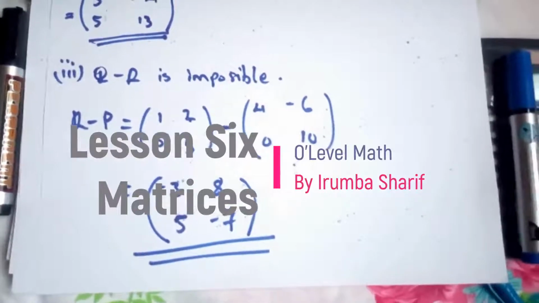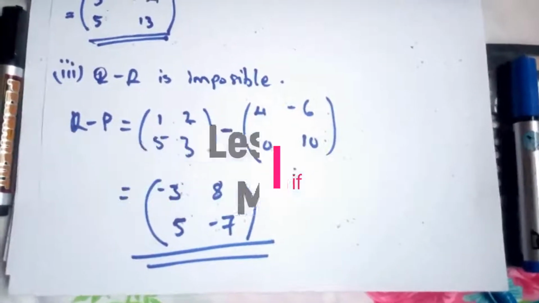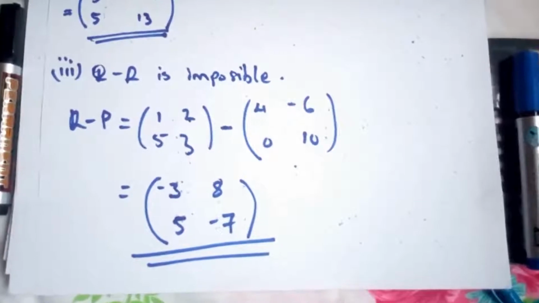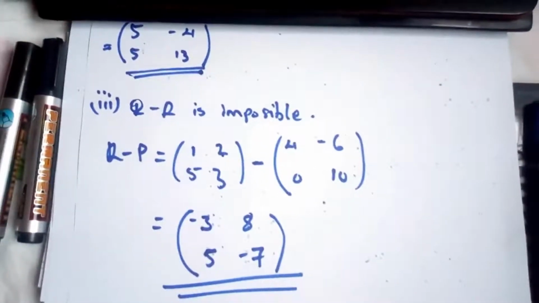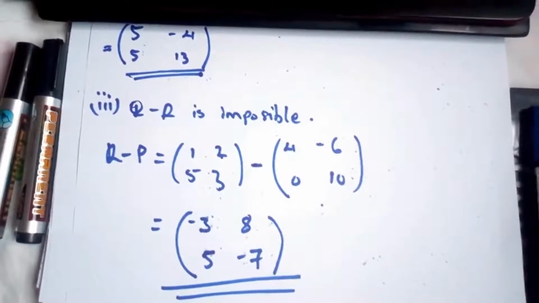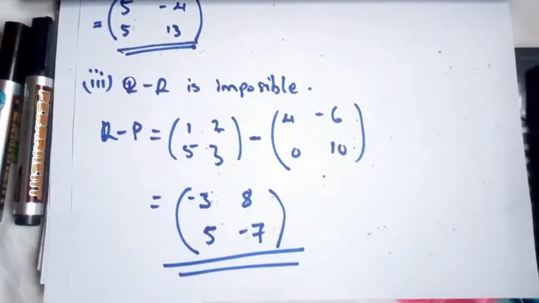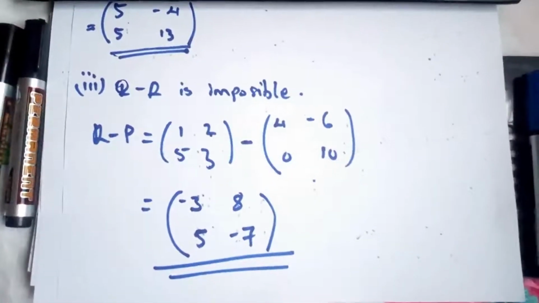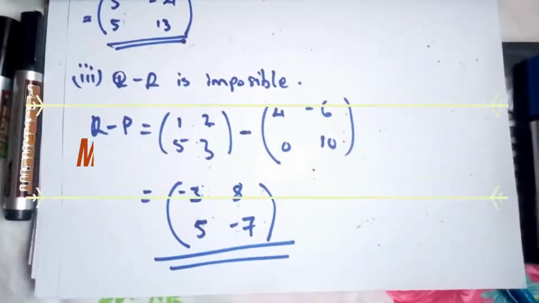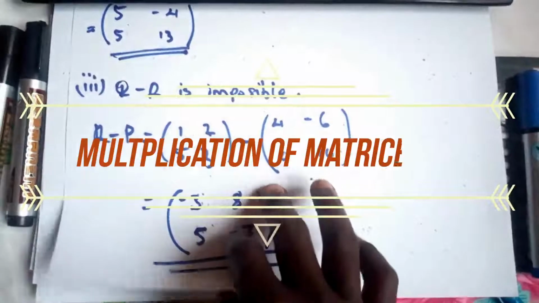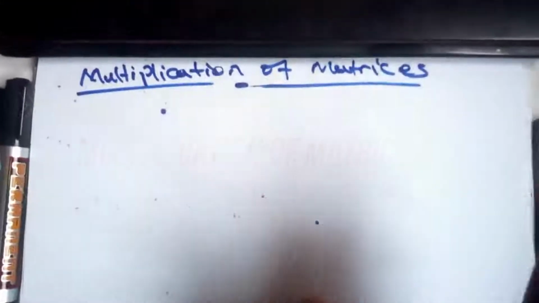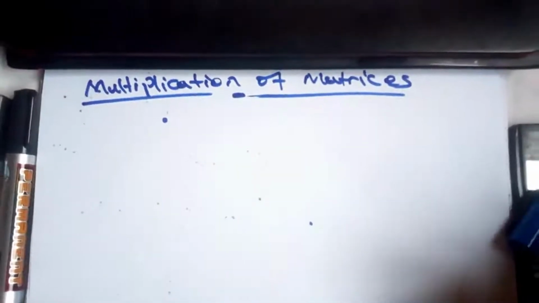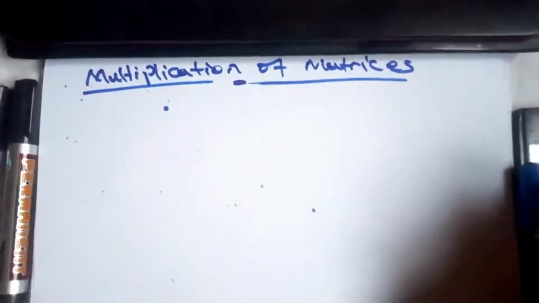The last lesson we looked at the addition and subtraction of matrices, and I hope all of you are able to add and subtract any matrix that you are given, so long as it has the same order. You are able to do that. For this video lesson, we are going to look at multiplication of matrices. Under multiplication of matrices, we have two things that we are going to look at.